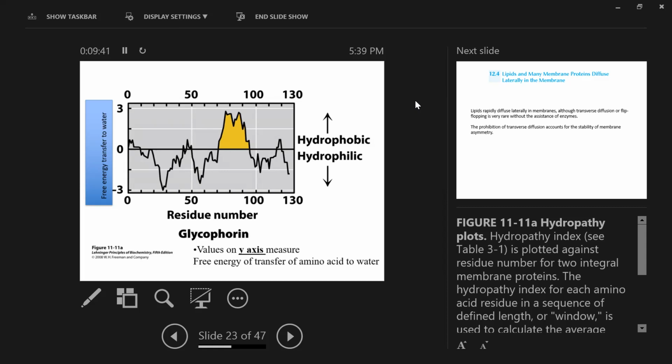So in the future, you may have to recognize such a graph and determine if it's intrinsic or peripheral. Are there any questions? Can everyone hear me? Yeah. Okay, just want to make sure, because this is a big room.